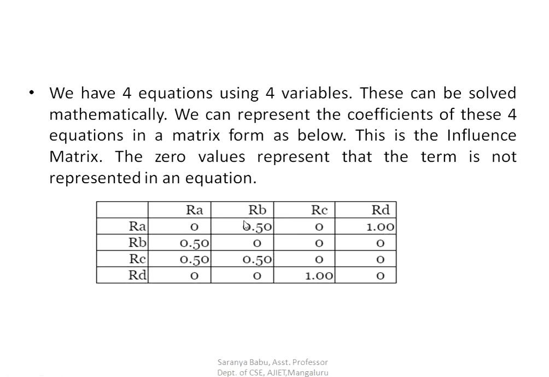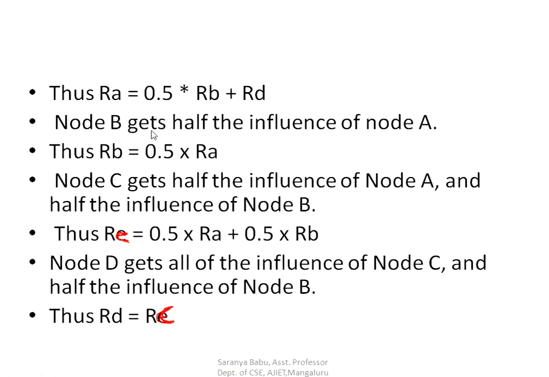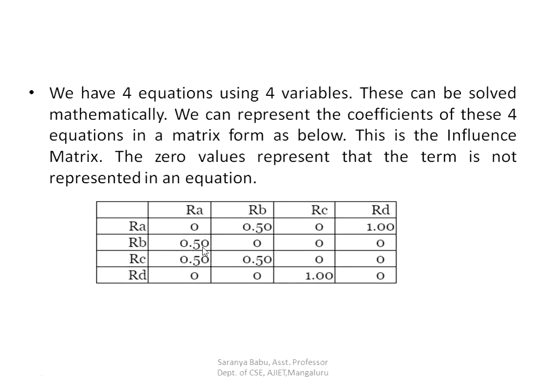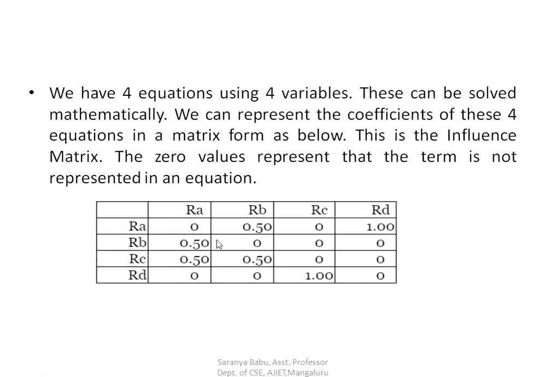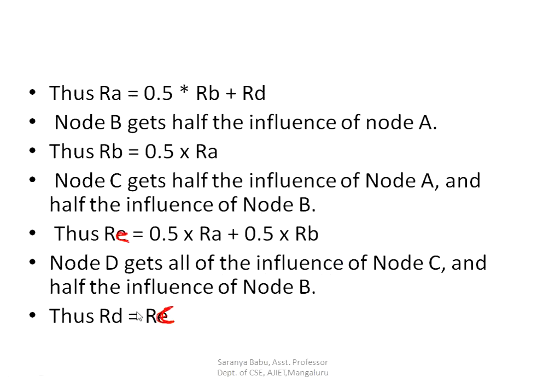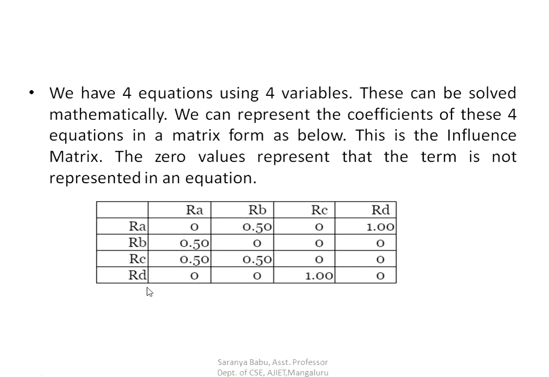There is nothing from RA, nothing from RC. Now RB has only 0.5 of RA. Other things are 0. Next, RC has 0.5 of RA plus 0.5 of RB. Others are 0. What about RD? The rank of D is completely equal to the rank of C. From RA nothing, from RB nothing, but from RC the complete 1. Understood?